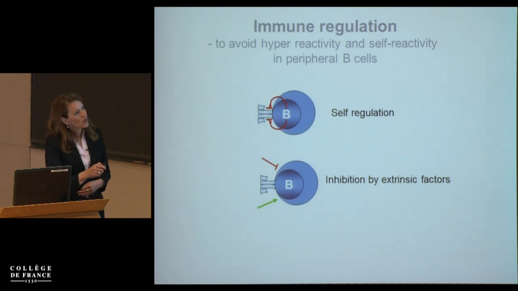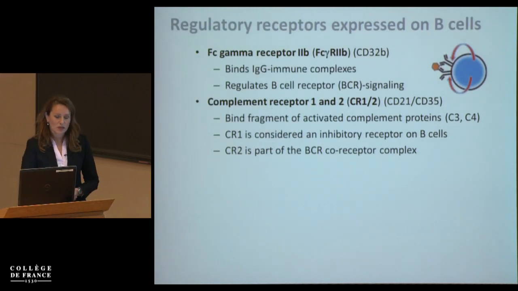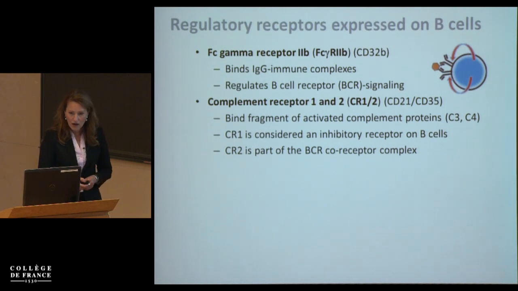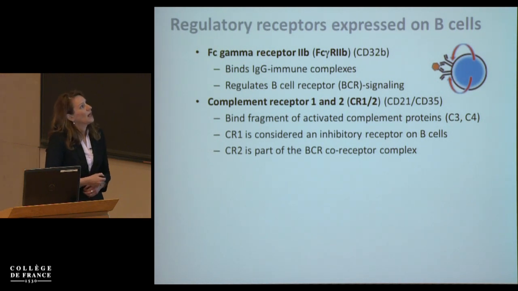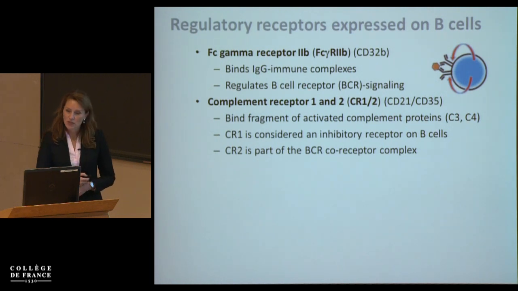I've studied a little bit of the self-regulation, and that is that I've investigated two types of receptors. The receptors are Fc gamma receptor 2b, and it also has a number. In immunology, we have a lot of numbers, so different molecules have different numbers. So Fc gamma receptor 2b binds IgG immune complexes, and by doing so, it can regulate the B cell receptor signaling. So it can downregulate the antibody production, for example, in a B cell.